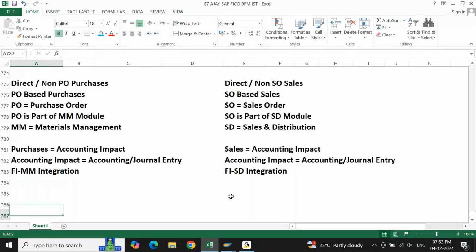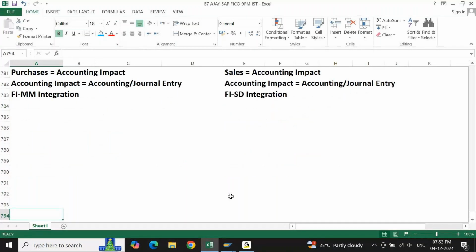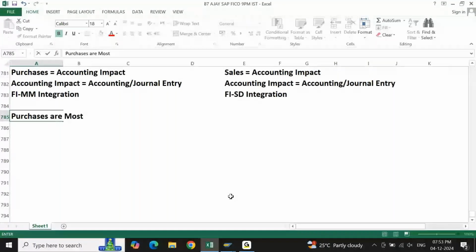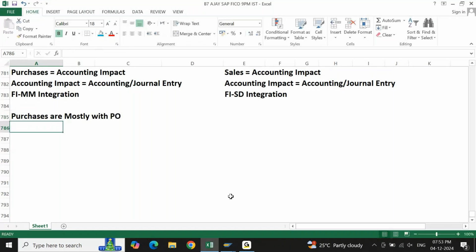If you look at it, in any organization, purchases are mostly with PO. Agree with my statement? In any company you take, small company, big company, check with your friends whoever is working. Ask them, how do you purchase? Do you directly go and purchase it, or do you place the order and then get the shipment? They will place the order, correct? Similarly, sale is also the same thing.